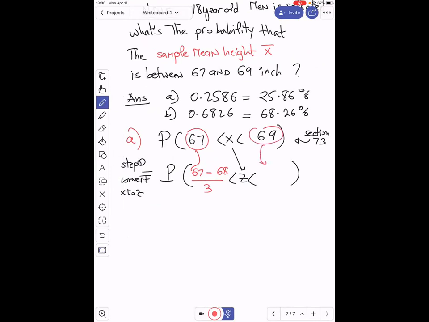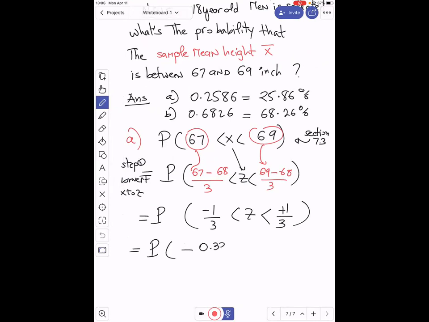Same thing for 69. It's minus 68 over 3. So that's the probability that... So here's your z in the top, 67 minus 68. That's negative 1 over 3. The other side, it's positive 1 over 3. So this is negative 0.33, and on the other side positive 0.33, right? So once you are done with the computations, now we can use the chart.